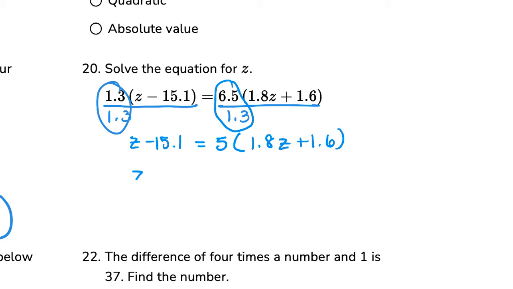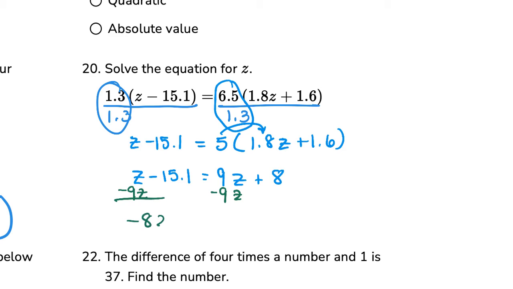And by doing that, I don't have to distribute on the left, and on the right, I'm distributing a nice number. 1.8 times 5 is 9, and I believe 5 times 1.6 is 8. So I'm getting really nice numbers now. I'll subtract my 9z, giving me -8z. I'm going to go ahead and move my 15.1 over as well.